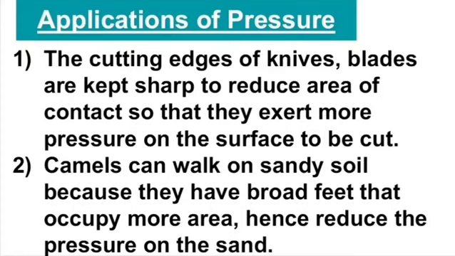Because the sharp side of the knife has less area, so it exerts more pressure. Less area, so pressure will be more. This is the reason that we cut vegetables with the sharp side of a knife. So the first application is that the cutting edges of knife blades are kept sharp to reduce the area of contact.